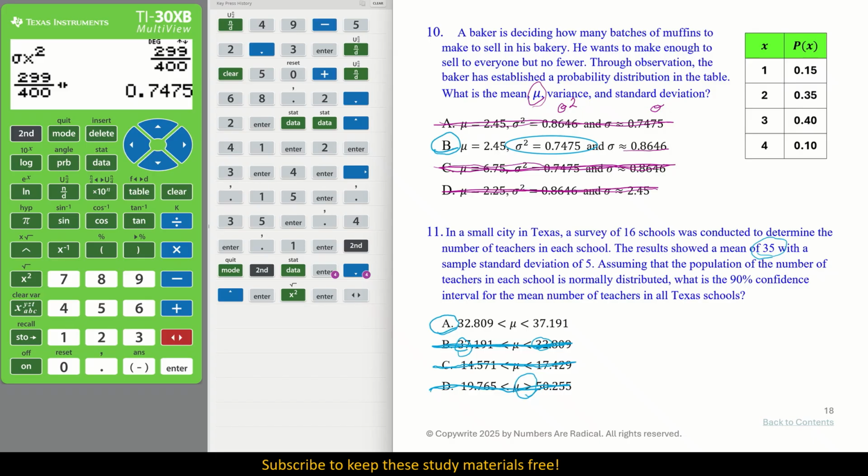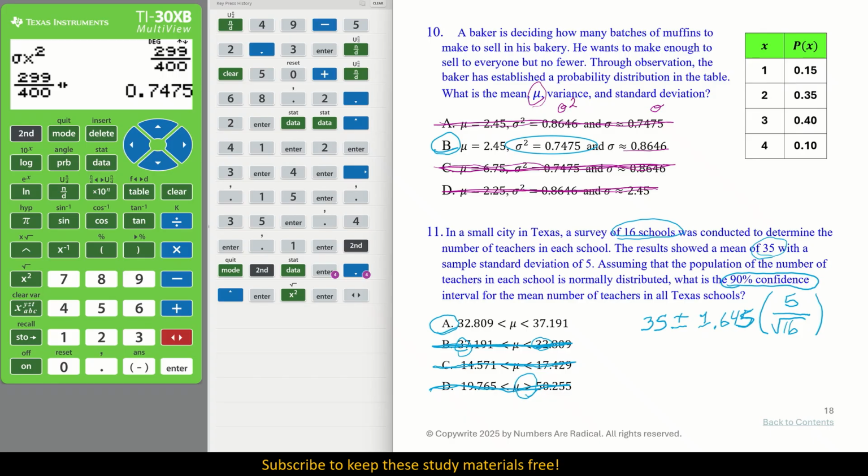Okay? So this is what we need. We need 35 plus or minus. Now, you need that 90% confidence Z score, and that is 1.645. Then times that other expression, which would be your standard deviation over the square root of your sample size, which is 16, and of course the square root of 16 is 4. Correct? Absolutely. But I don't want to worry about that.